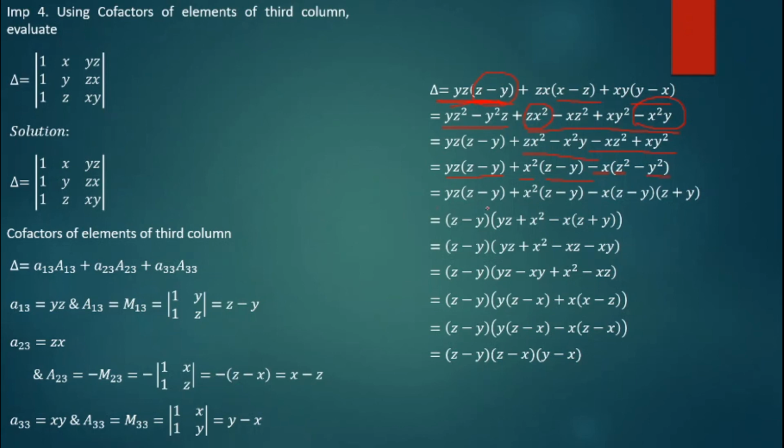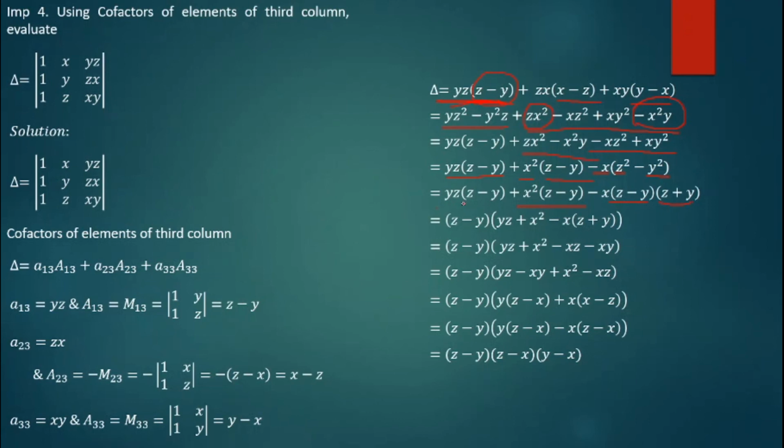Next step, as it is, here no change, but here I can make some changes. z square minus y square. What is z square minus y square? Your junior class algebraic identity, that is, a square minus b square is a plus b, a minus b. So z minus y, z plus y.